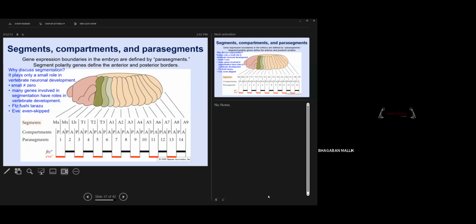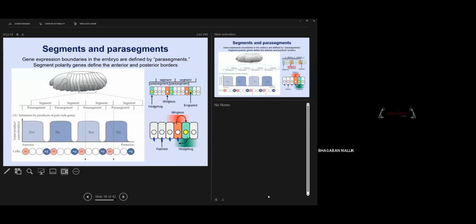Okay, so we'll go to the next thing, the parasegments. These are the different segments, like 1, 2, 3, 4 segments. I've just taken a snapshot here of 4 segments, and each segment is again divided into parasegments.